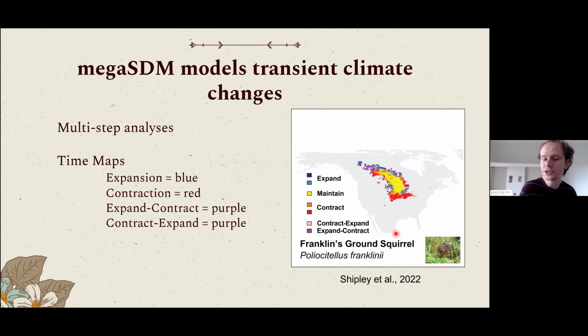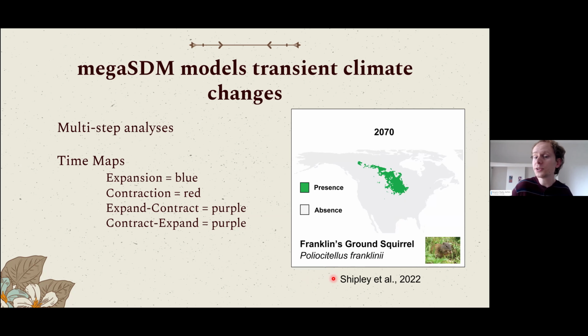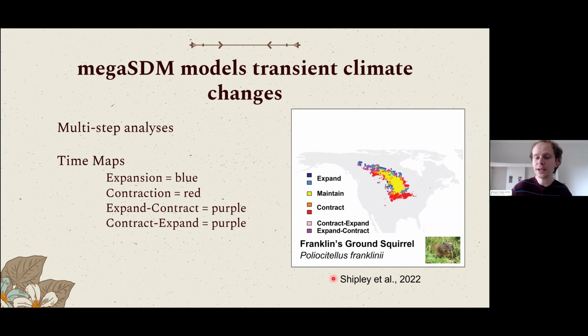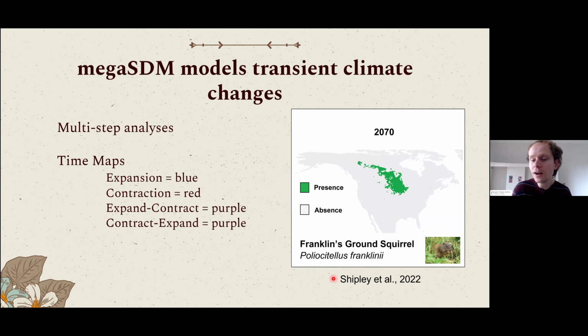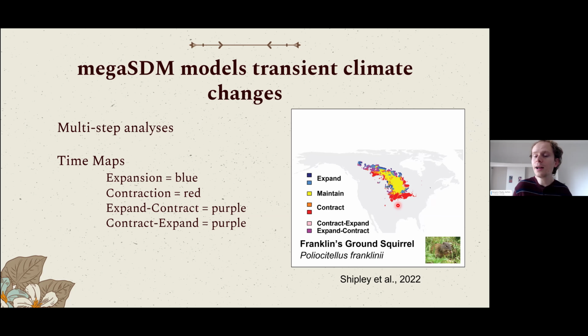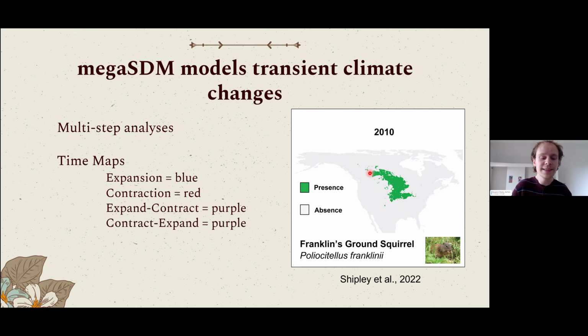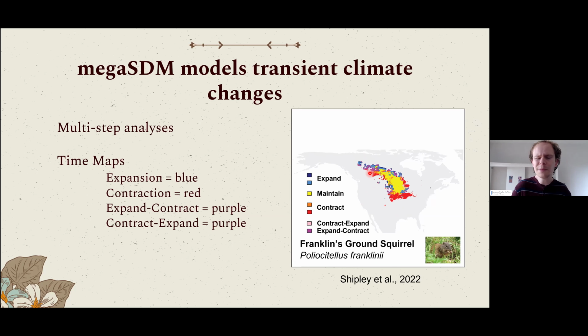So this animation here shows, again, using the Franklin's ground squirrel and dispersal constraint from 2010 to 2070. You can see areas in red are those that the Franklin's ground squirrel has vacated, and areas in blue are those that they've expanded their ranges into. But then even more interesting are the areas in purple, which might be hard to see, but I'll put my pointer right next to them. These are areas where the species has expanded their range from time step 1 to 2, but then contracted it again. So it's these transient changes that end up providing more nuance into how species actually shift their ranges.